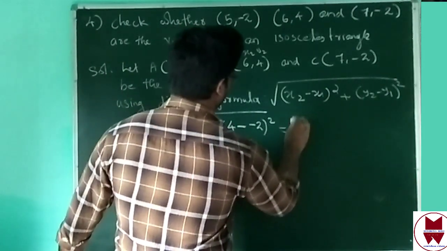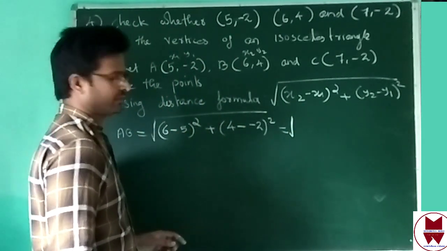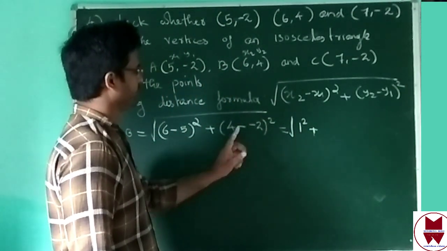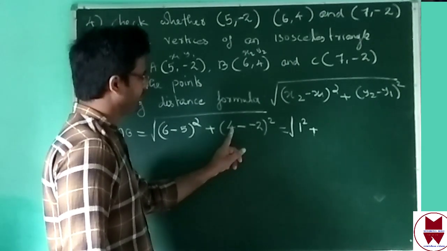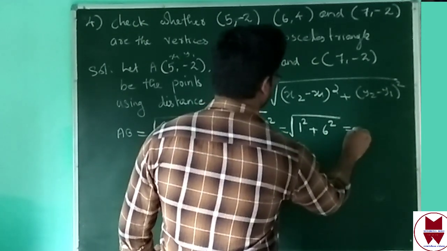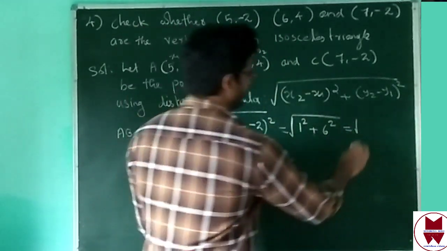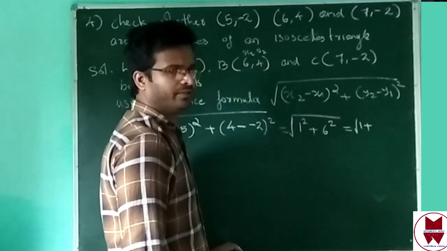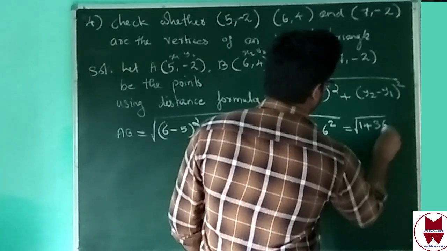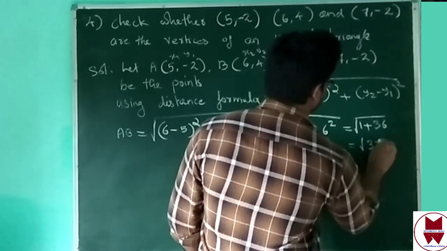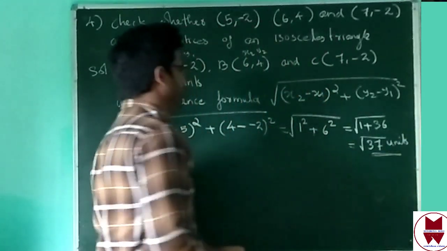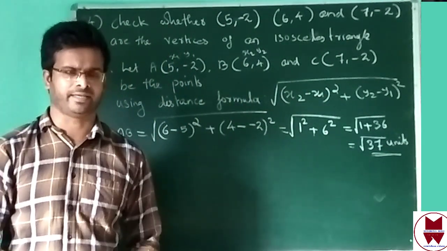2. Square root of (6 minus 5), that is 1 square, plus (4 minus minus 2), minus into minus is plus, that is 4 plus 2, 6, isn't it? Then 6 square. Equal to square root of 1 square, which means 1 into 1, plus 6 square. What is 6 square? 36. Equal to square root of 37 units. Now we got the distance between A and B.